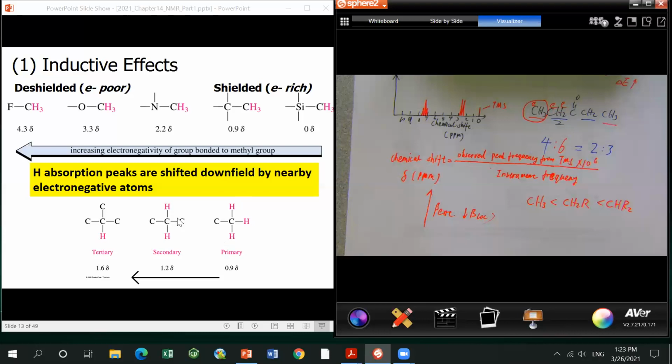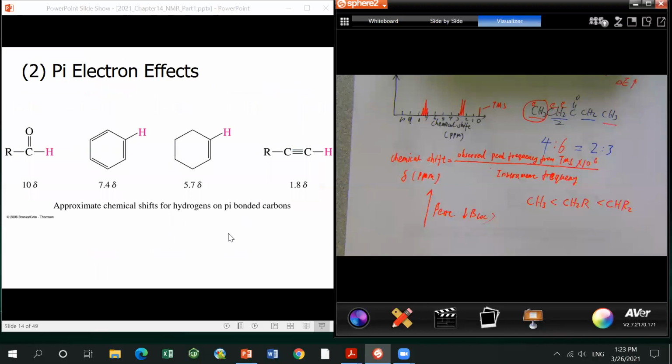Keep this in mind, because it helps you distinguish primary, secondary, and tertiary hydrogen. Primary is normally lower than 1 in chemical shift, then secondary is about 1.2 and tertiary about 1.6. Keep that in mind.